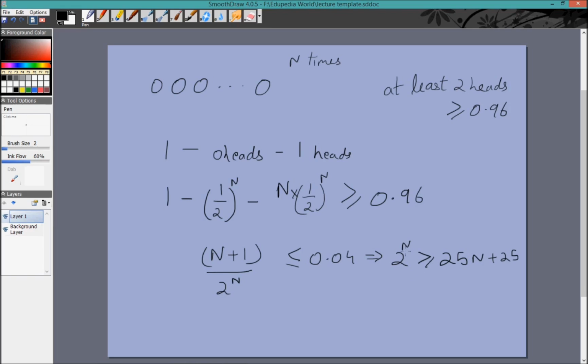So it doesn't work. If we take n equal to 8, 2 to the power n is 256, and this is 250 plus 25. So it works. n equal to 8 is the smallest number for which this inequality is valid. So the minimum number of times it needs to be tossed is 8. So this answer is 8.